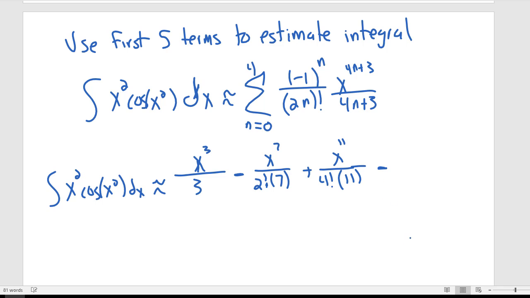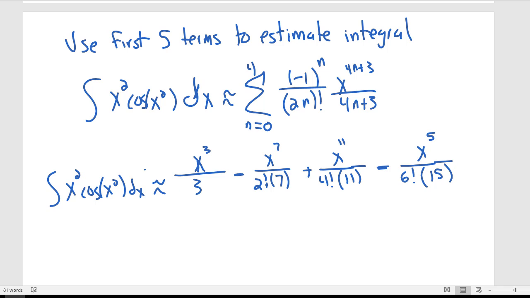The first four terms would be, let's see, I'm plugging in n equals 3. So I'm going to get negative 1 cubed, which is negative. And then I'm going to get 2 times 3, which is 6 factorial. And then when I plug in 3 here, I'm going to get 12 plus 3, which is 15. And then x to the 15.